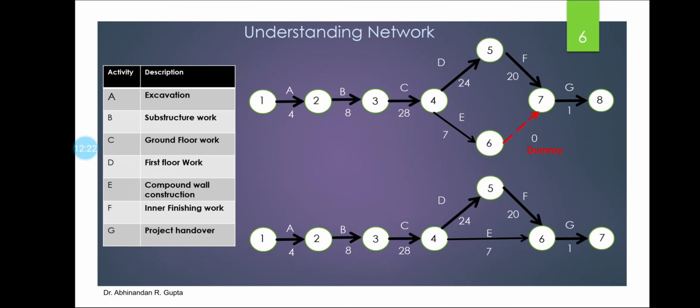Then we will go ahead and do activity G, that is the project handover. Once the project handover activity is completed, then there will be the last or the ending event of the project, that is event number 7. So this is the network which consists of activity, duration, event numbers and the logical flow of activities. Now some important points that you should note while making the network. The network always flows in the forward direction, which means that you cannot bring the arrow in the backward direction.